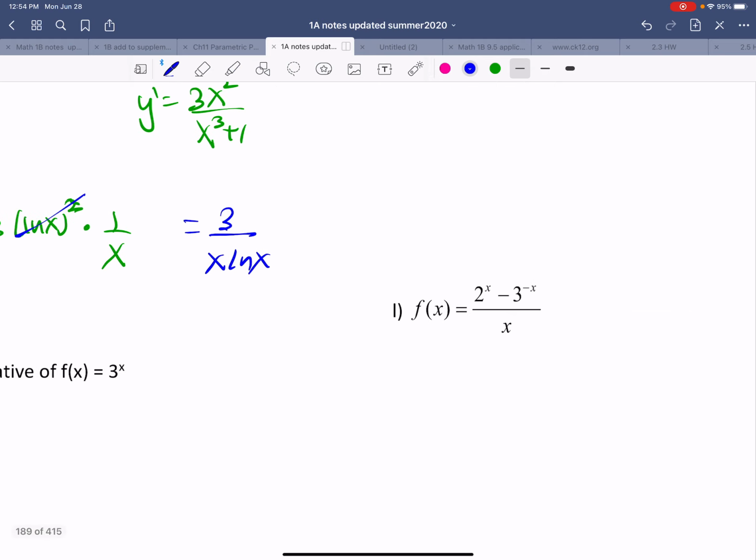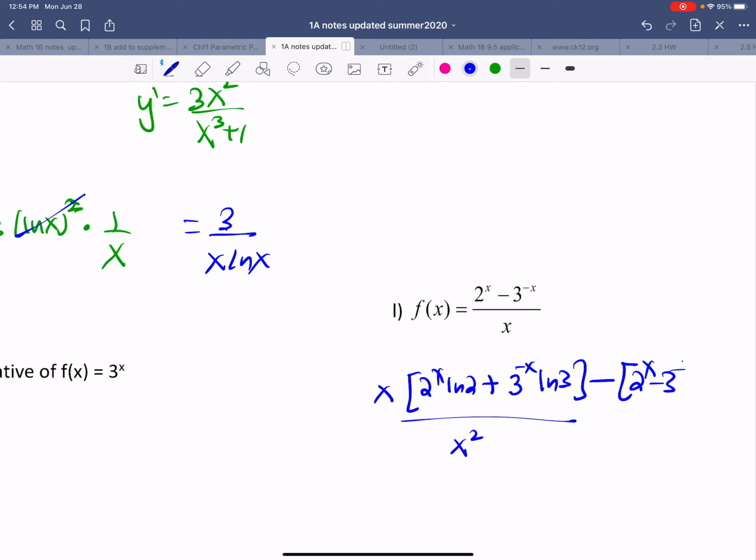f of x is equal to 2 to the power x minus 3 to the power negative x over x. We will have to use a quotient rule here. So low d high, derivative of 2 to the power x minus 3 to the power negative x: derivative of 2 to the power x is 2 to the power x natural log of 2, minus 3 to the power negative x times negative 1 natural log of 3, minus 2 to the power x minus 3 to the power negative x times derivative of lower function, which is 1. And from here we can simplify it if we want to, but I'm just going to leave it at this point.